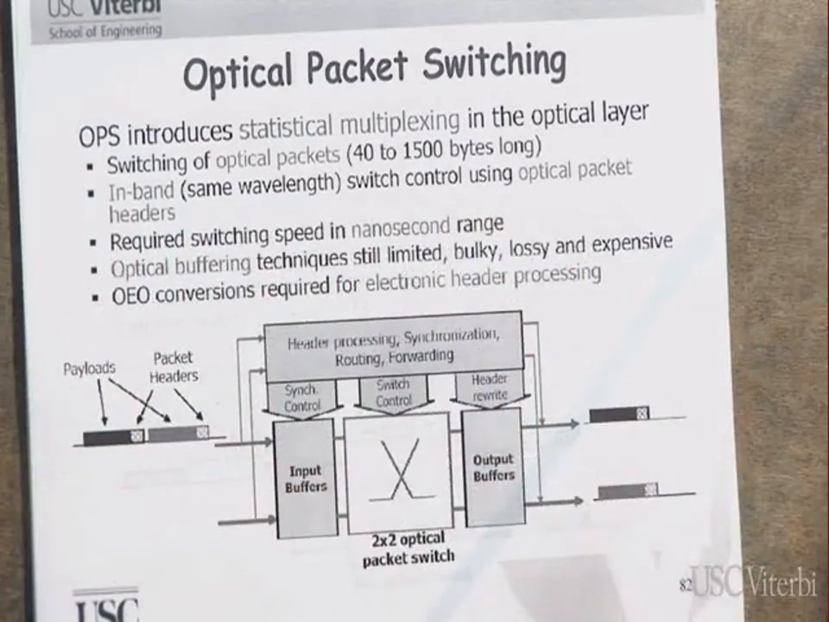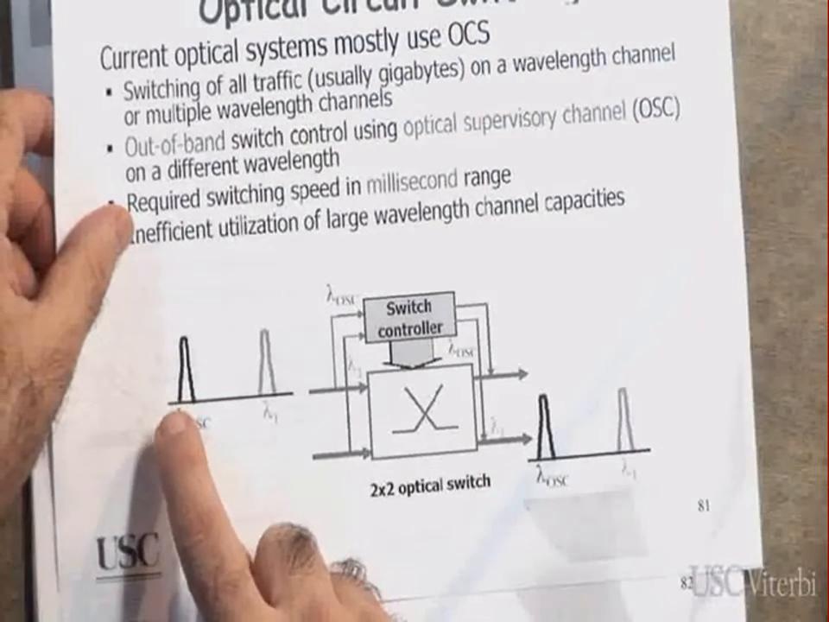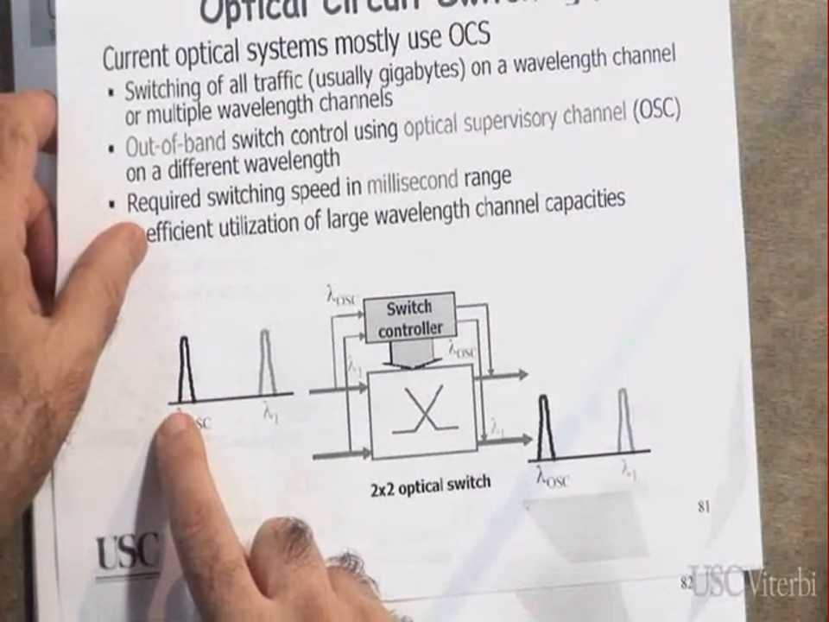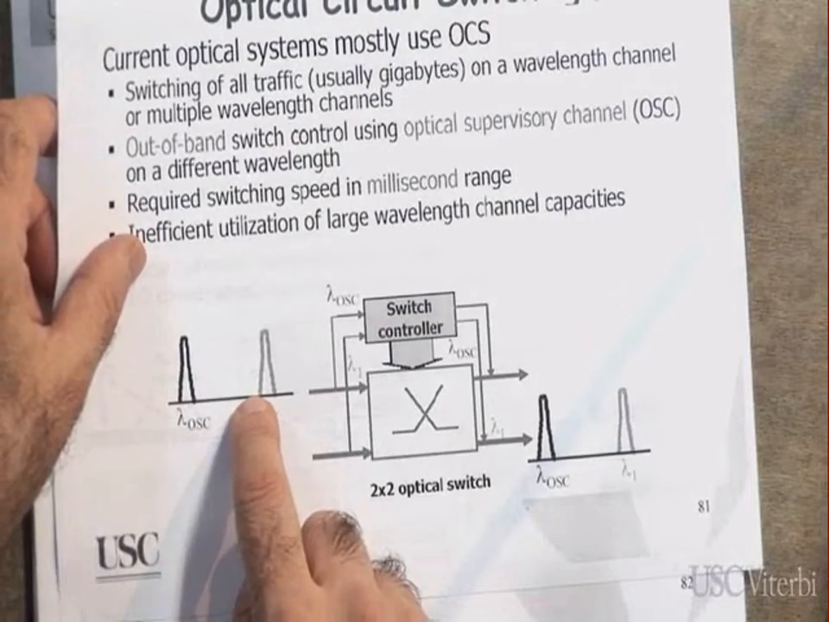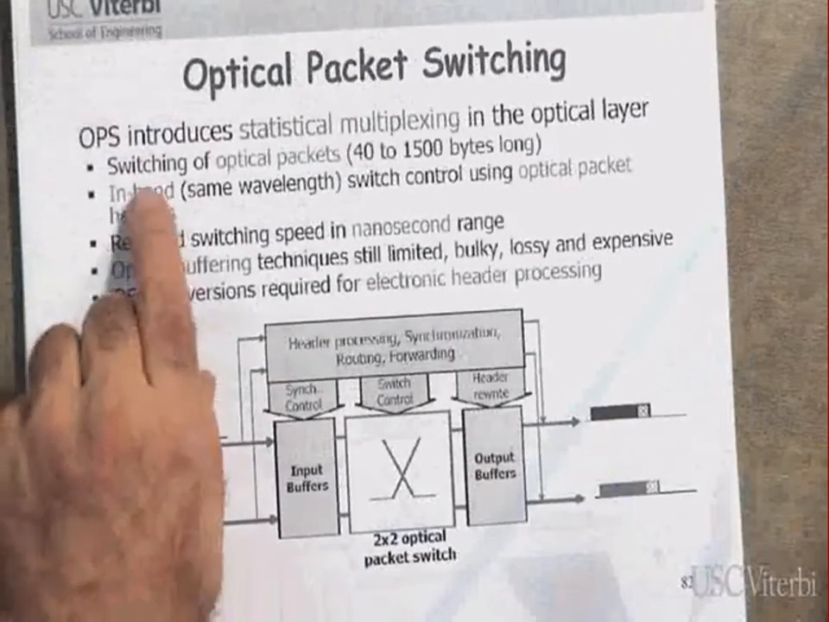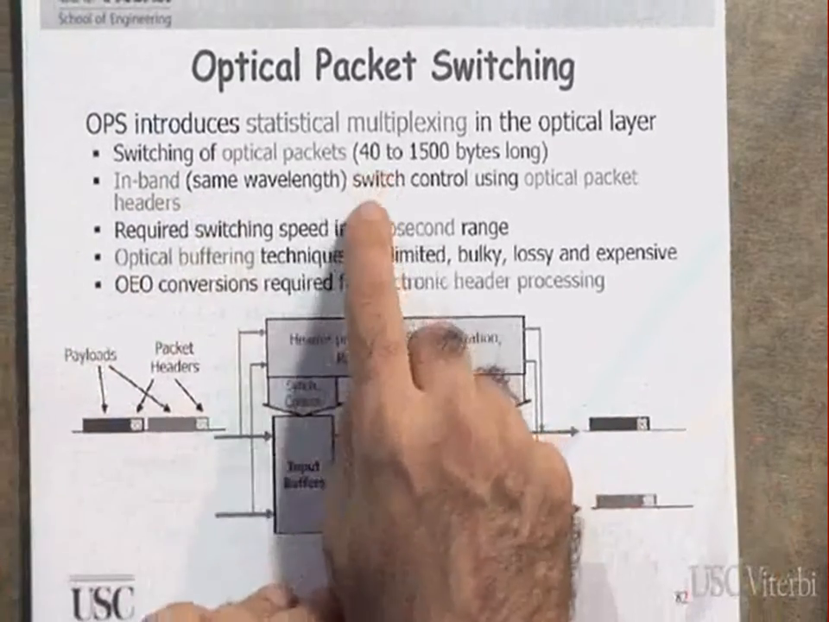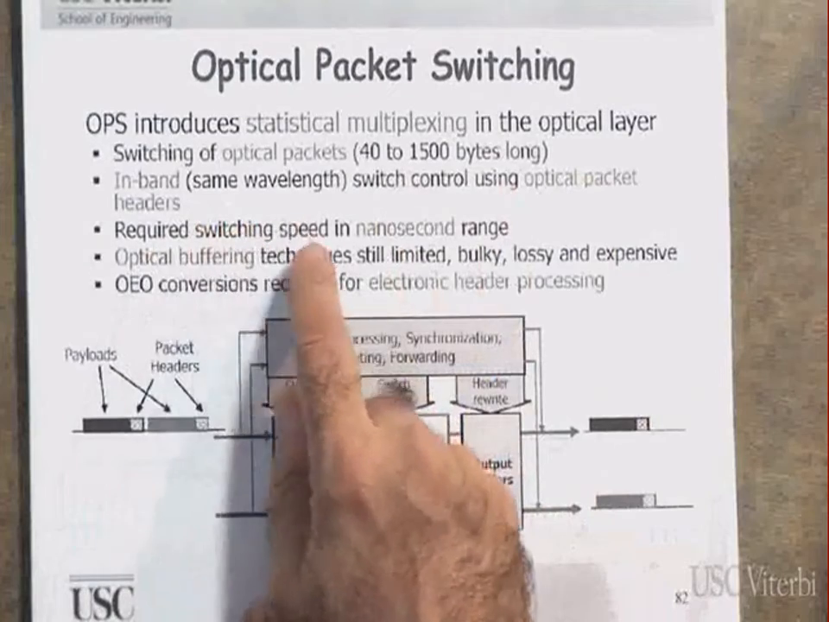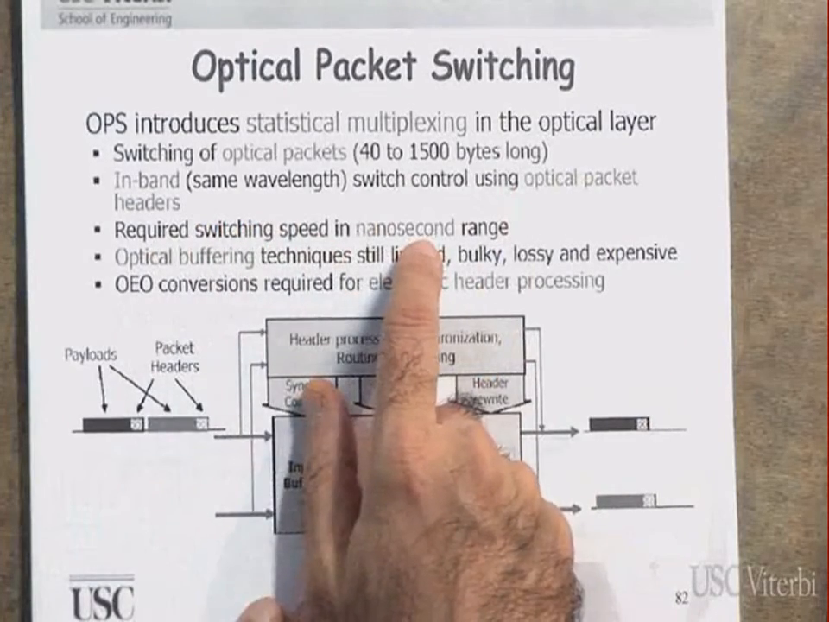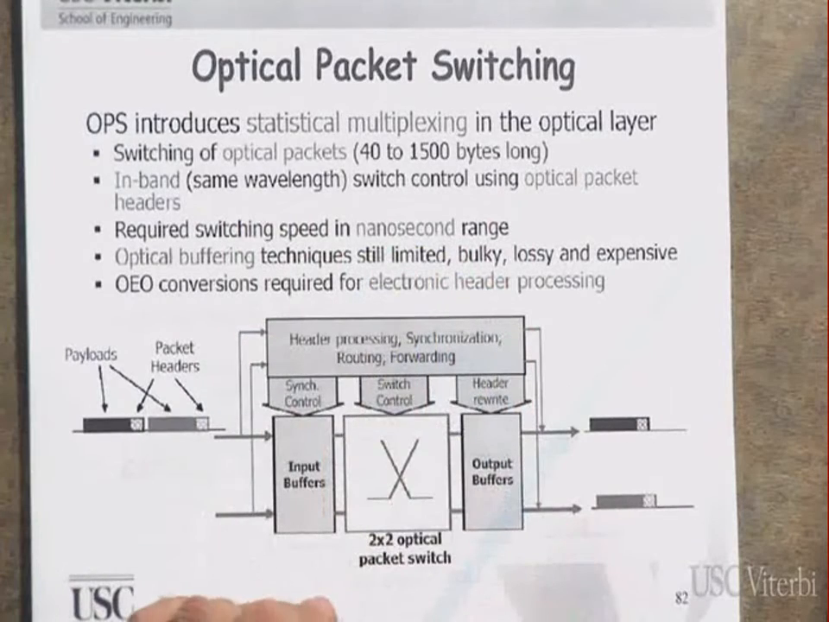In the previous one, control signaling is done over a separate wavelength than the actual wavelength that is used for data. In here, no. They call it in-band. In-band means the same wavelength. Switch control using optical packet headers requires the switching speed in nanoseconds, because it's extremely fast. The switch has to work in the nanosecond range.